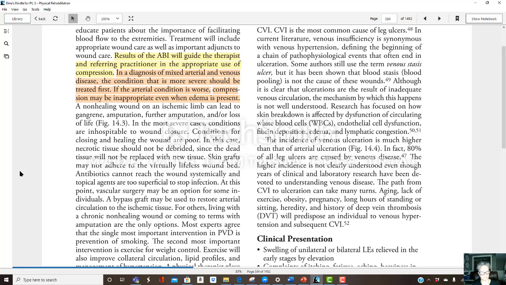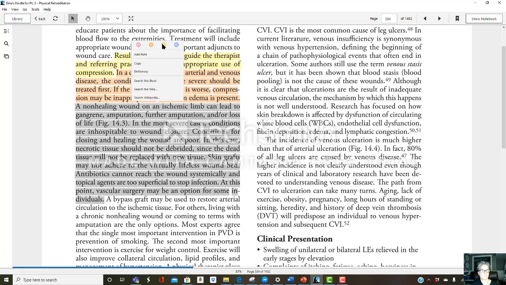In this case, necrotic tissue should not be debrided, since the dead tissue will not be replaced with new tissue. Skin grafts may not adhere to the virtually lifeless wound bed. Antibiotics cannot reach the wound systemically, and topical agents are too superficial to stop infection. At this point, vascular surgery may be an option for some individuals. A bypass graft may be used to restore arterial circulation to the ischemic tissue. For others, living with a chronic non-healing wound or coming to terms with amputation are the only options.